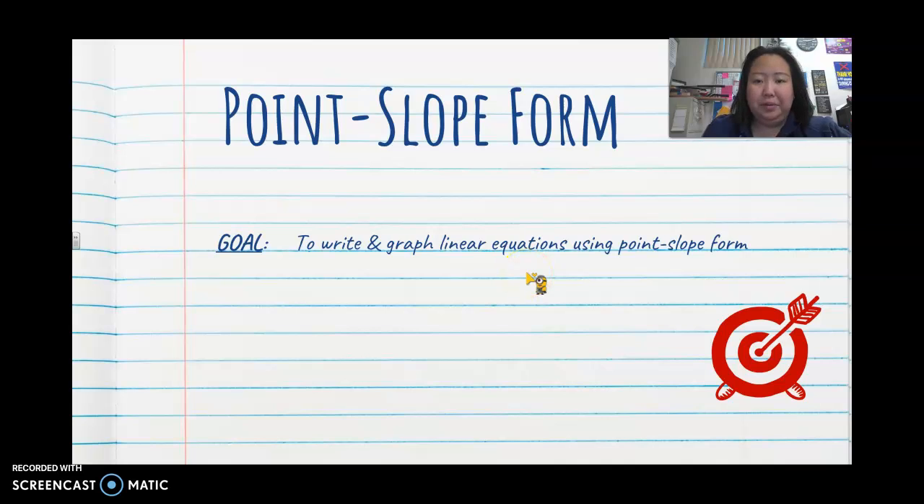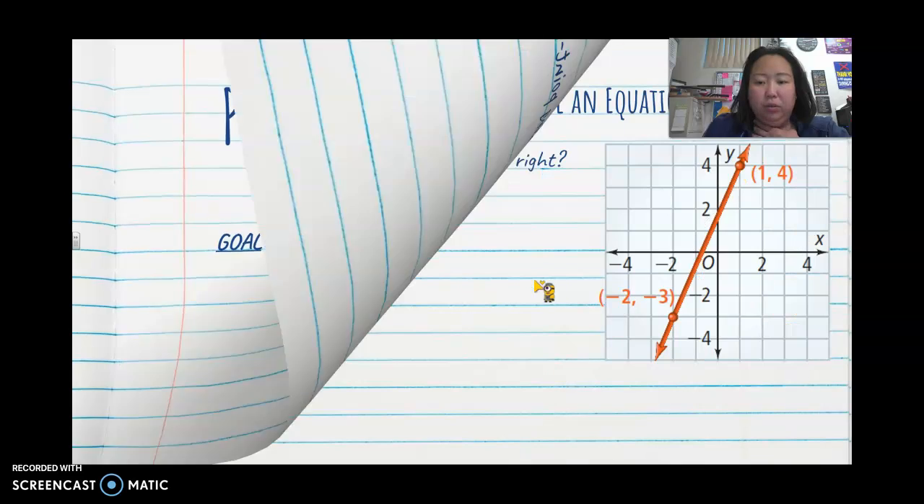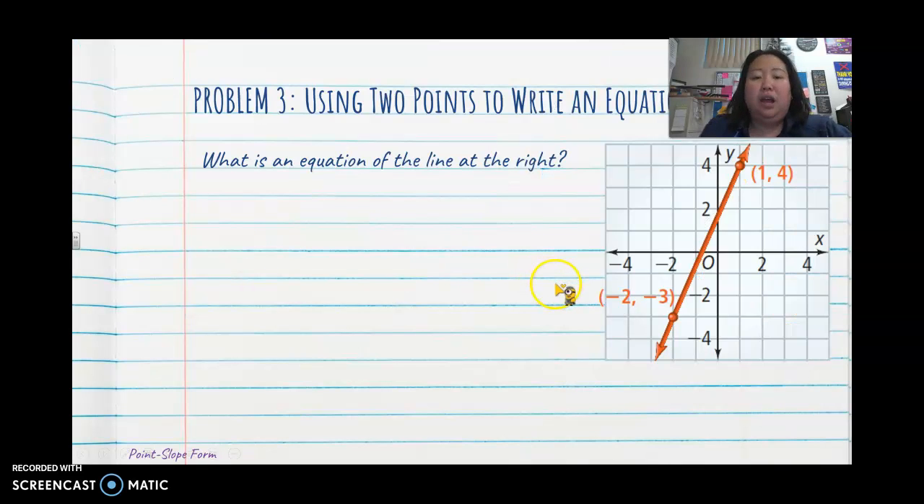All right, so let's continue our discussion on point slope form. This time, what we will be working on is how to write an equation in point slope form, and this time we're given a graph and there are 2 points that are available on the graph. So if you can see here, we have a line and it has 2 defined points, (1, 4) and (-2, -3). How can we write our point slope form?